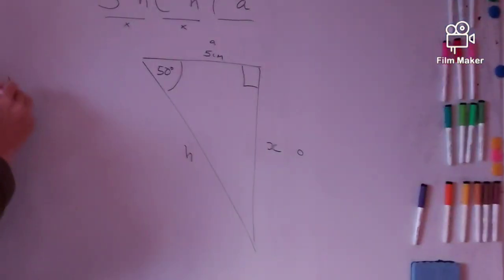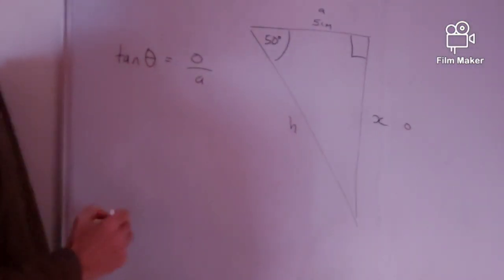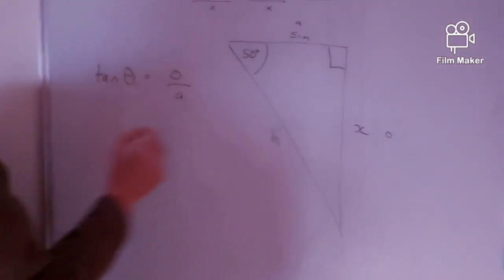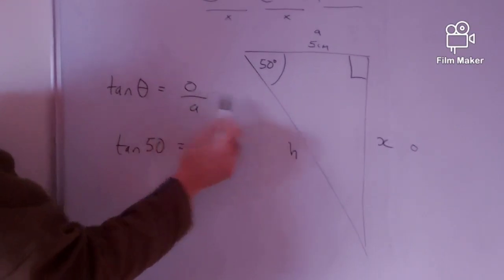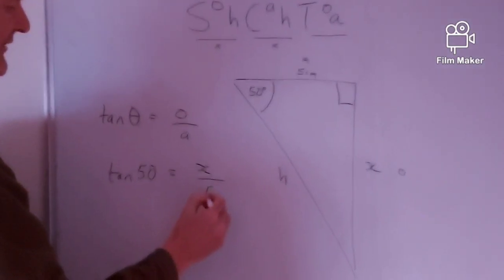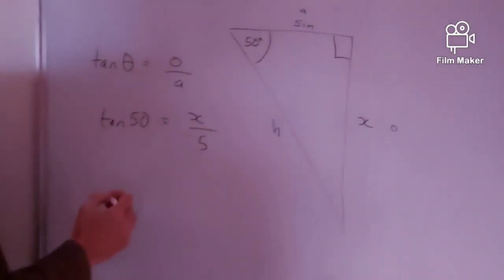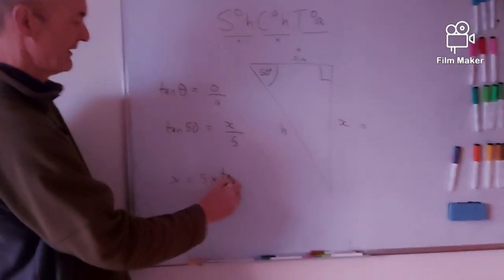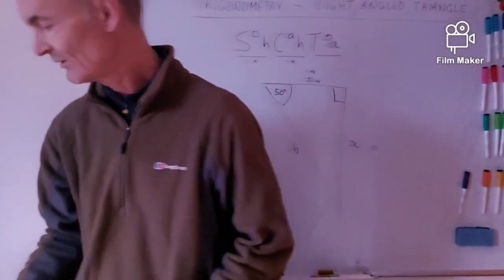So we've got tan theta equals opposite over adjacent. Start with your formula and then put the numbers in that you've got. So we've got the angle, so tan 50 equals opposite, or we've not got that, that's what we're after, that's the x, and we've got the adjacent, which is 5. So if we multiply both sides by 5, we're going to get x equals 5 times tan 50. Again, you're going to put tan 50 into your calculator.